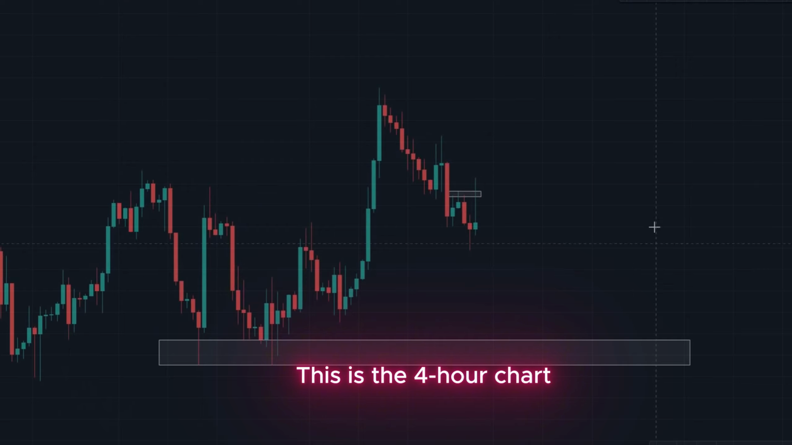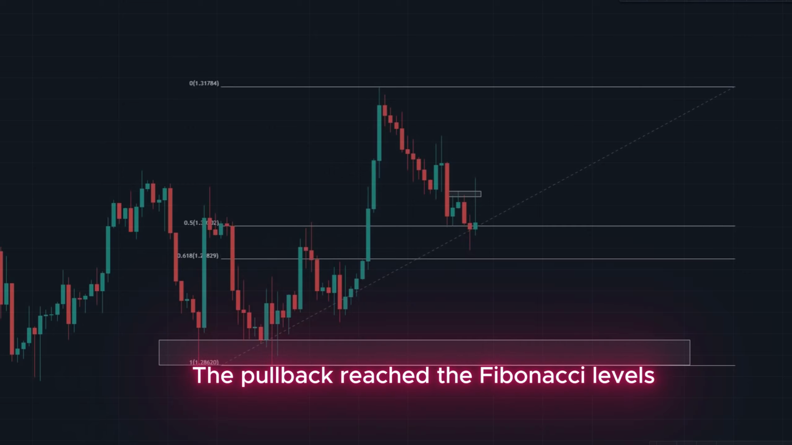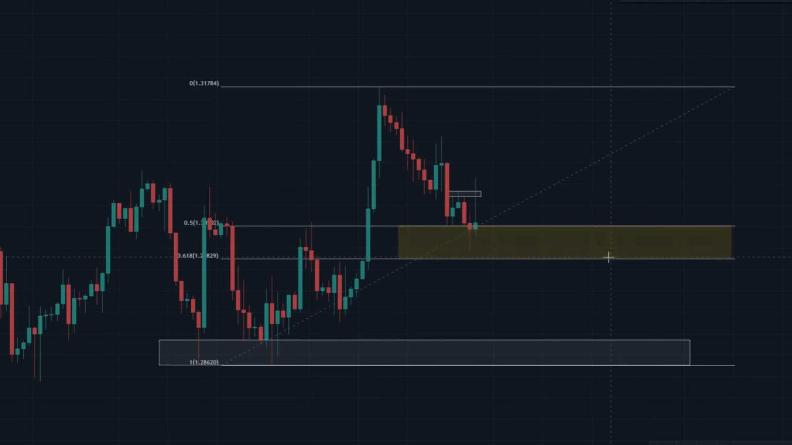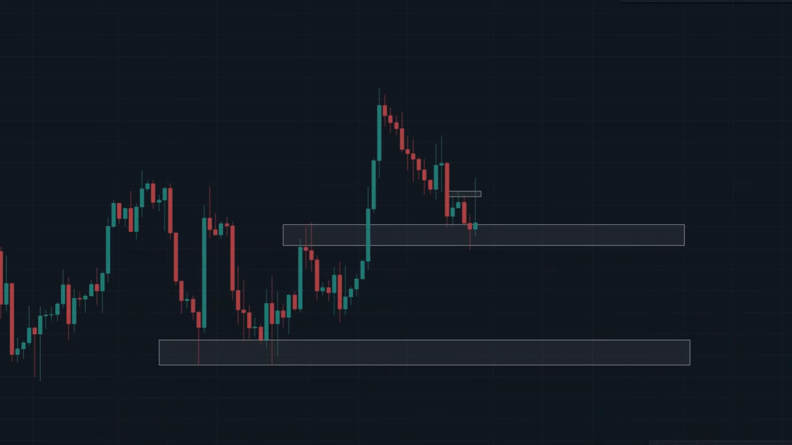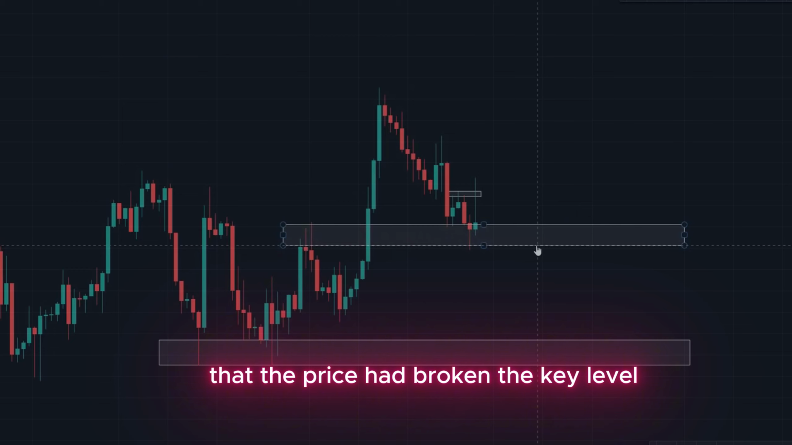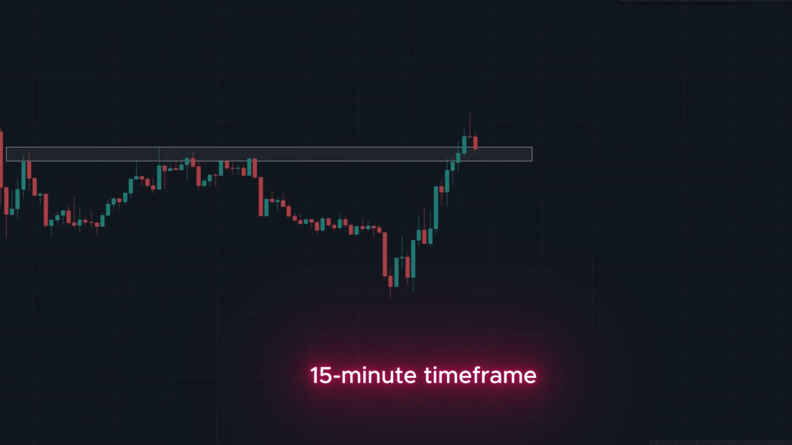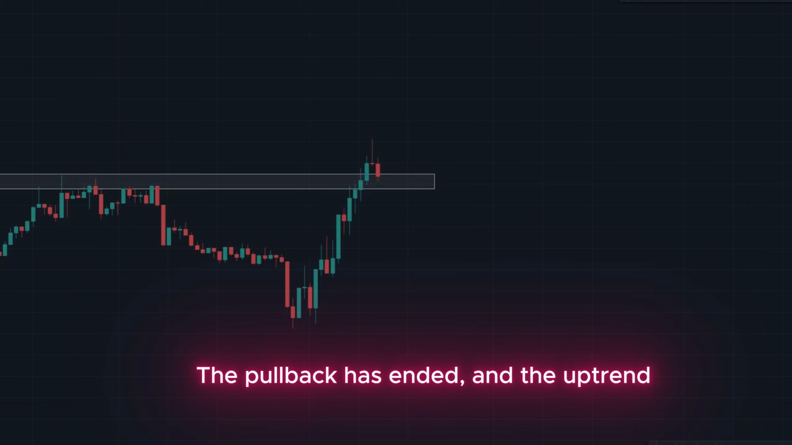This is the 4 hour chart. I measured Fibonacci. The pullback reached the Fibonacci levels from 0.5 to 0.618. At the same time, it also returned to a previous key level zone. So I leaned toward the possibility that the price had broken the key level, and I trusted the 15-minute time frame. Okay, now it has broken through the key level. The pullback has ended, and the uptrend resumes. Now we look for a buying opportunity.